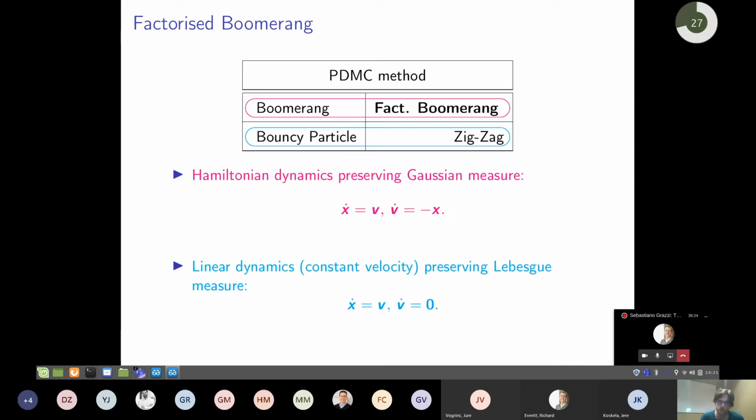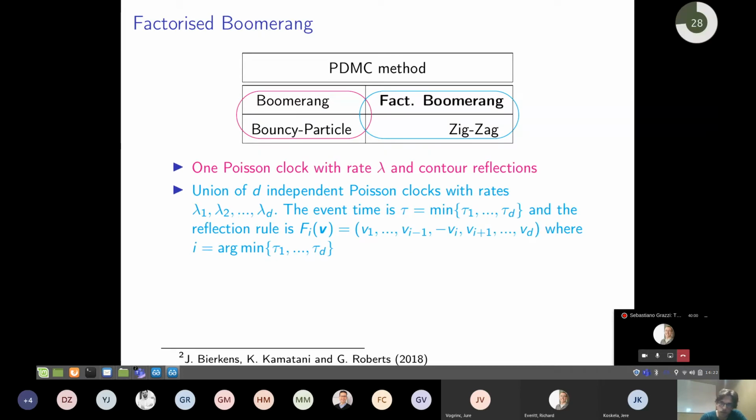So in the second part, I'm introducing the factorized Boomerang sampler, compared with the other three samplers that you now know. In the first row, we have samplers with Hamiltonian dynamics, the same dynamics, which preserve the Gaussian measure. So the factorized Boomerang has the same dynamics as the Boomerang sampler. While on the second row, we have zigzag and the bouncy particle sampler that have the same linear dynamics, which preserve the Lebesgue measure.